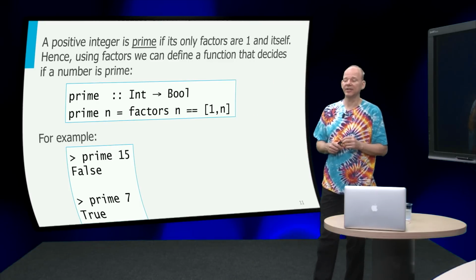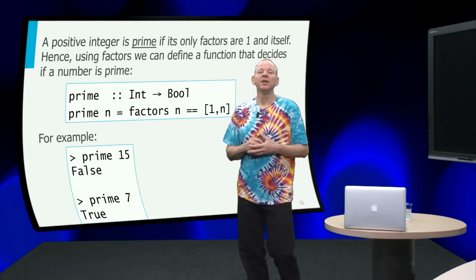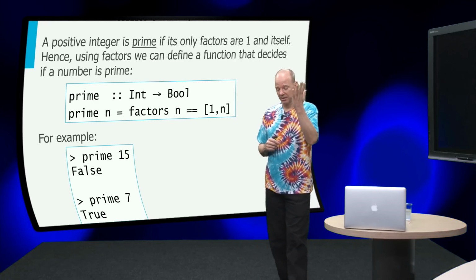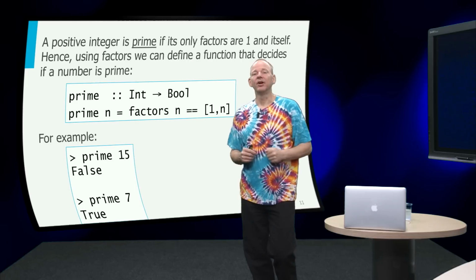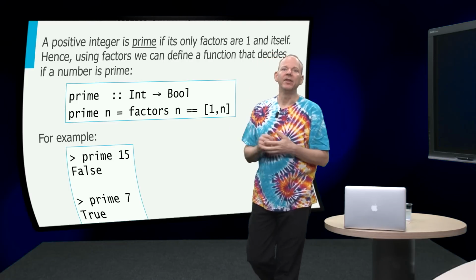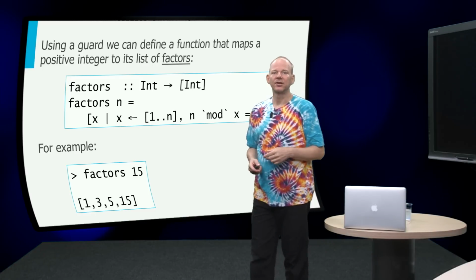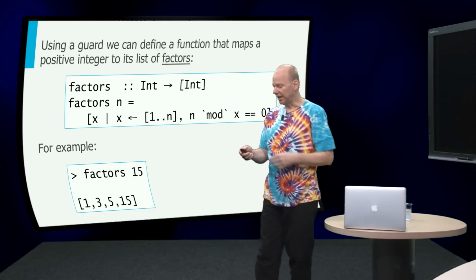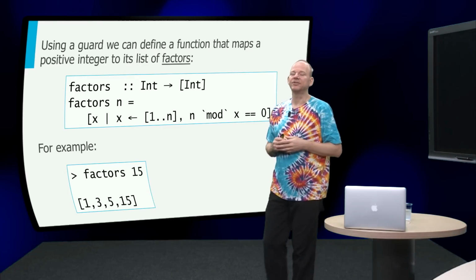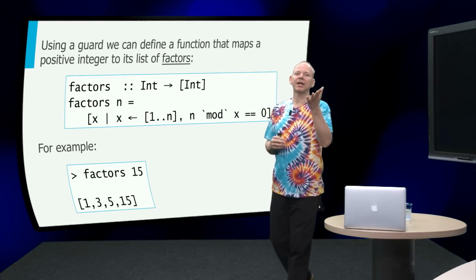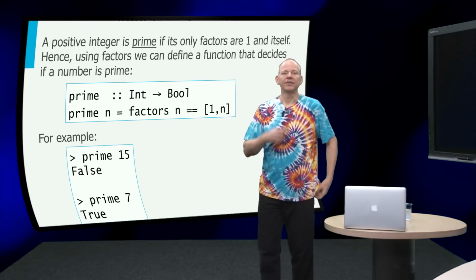And then we can use this factors function to define a very simple predicate to check whether a number is prime. A number is prime if the factors of that number are exactly the list 1 and n. For example, 15 is not a prime because the factors are not just 1 and 15, it's 1, 3, 5, and 15. But 7 is a prime because you can check by using GHCi or your own favorite programming language that the factors of 7 are 1 and 7, and so we decide that 7 is a prime.